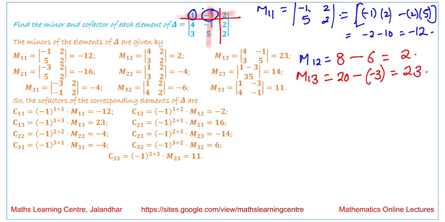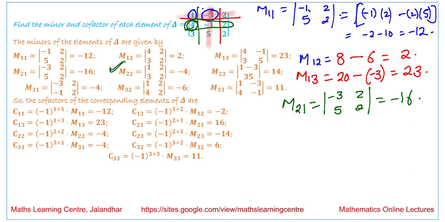Next, when we are calculating M21, we are talking about this value 4. Now we are neglecting this row and this first column, so we are left with minus 3, 2, 5 and 2. On solving this, we will get minus 16. Similarly, when we are talking about M22, we get the value minus 4. M23 we get 14. M31 we get minus 4. M32 we get minus 6. M33 we get 11.